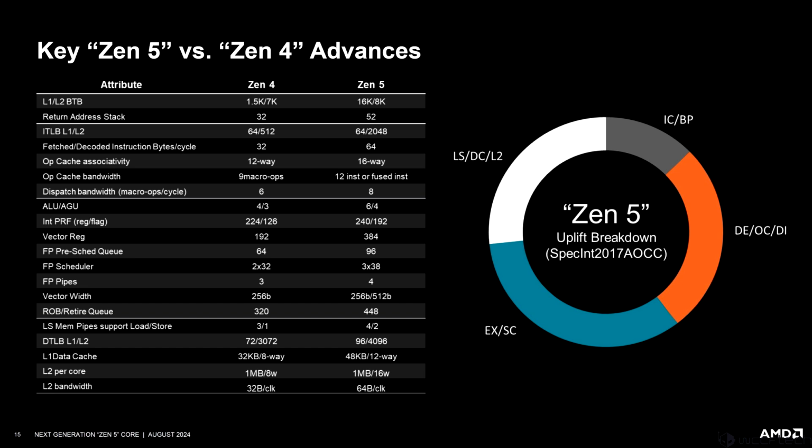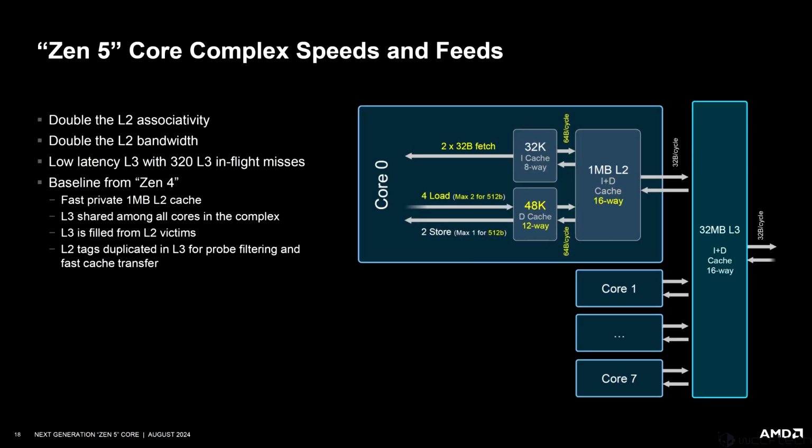AMD is also sharing the Zen 5 core complex's speeds and feeds, which offers double the L2 associativity, double the L2 bandwidth, low latency L3 with 320 L3 in-flight misses, a fast and private L2 cache, 1 MB, L3 shared across all cores in the complex, L3 filled from L2 victims and L2 tags duplicated in L3 for probe filtering and fast cache transfer.